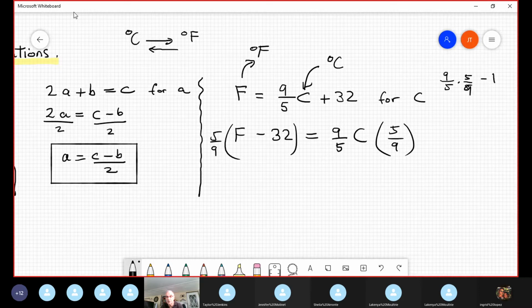Because 9 times 5 is 45, and 9 times 5 is 45, and 45 divided by itself is 1. So this is magic. This cancels. These destroy each other. And the final answer is 5 over 9.